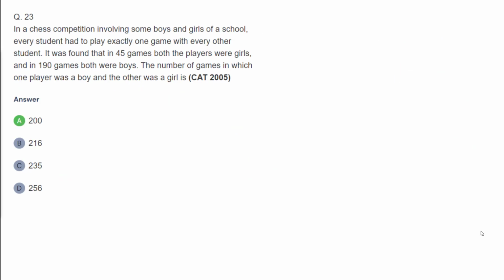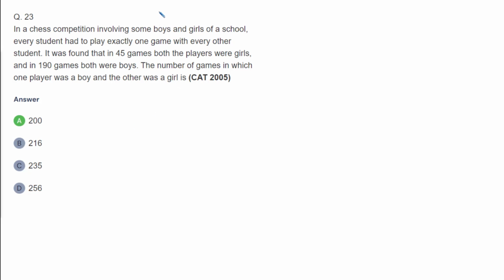Question number 23 is from CAT 2005. In a chess competition involving some boys and some girls of a school, every student had to play exactly one game with every other student. It was found that in 45 games both players were girls. In 90 games both were boys. The number of games in which one player is a boy and one player is a girl, you need to find.